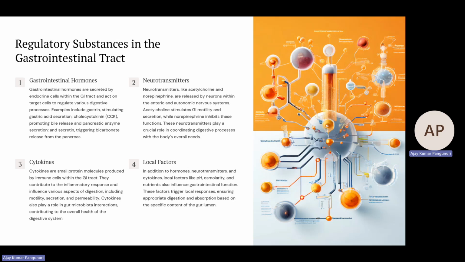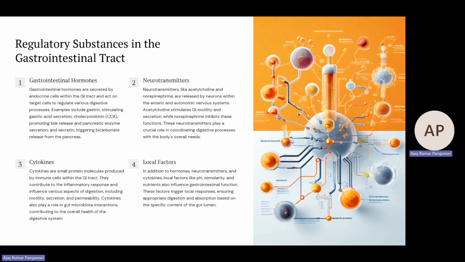Neurotransmitters like acetylcholine and norepinephrine are released by neurons within the enteric and autonomic nervous systems. Acetylcholine stimulates GI motility and secretion, while norepinephrine inhibits these functions. These neurotransmitters play a crucial role in coordinating digestive processes with the body's overall needs.